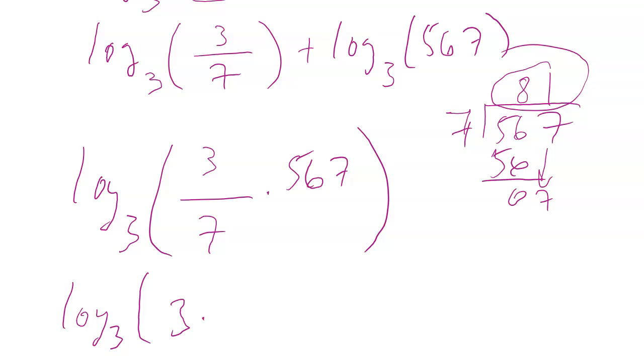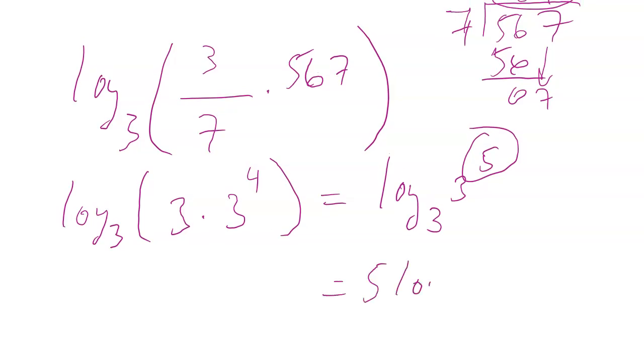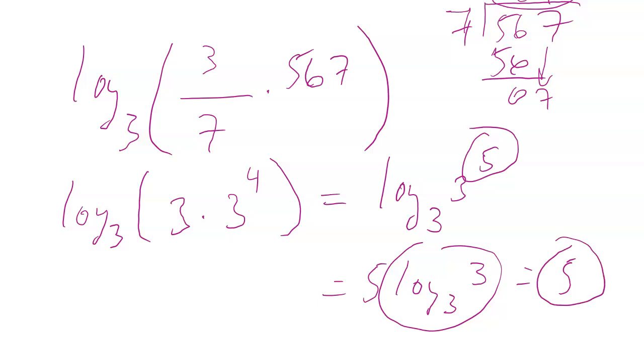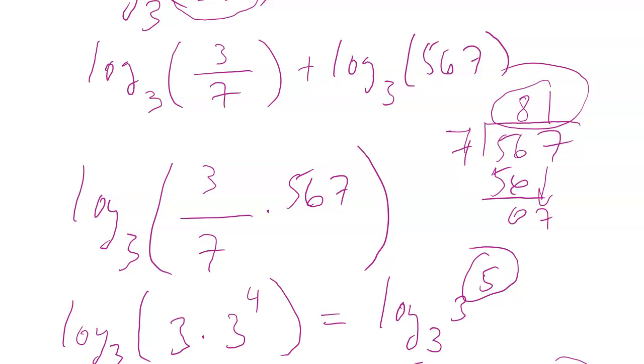But I know, not everyone knows, 3 times 3 times 3 times 3 is 81. So I get 3 to the 4th is 81. This is really log base 3 of 3 to the 5th. I can bring down the 5. This turns into 5 times log base 3 of 3. And so therefore this answer is 5. Look at that, no calculator. So you don't need a calculator in math. Calculators are for science. That's why they're scientific calculators. Don't need it.